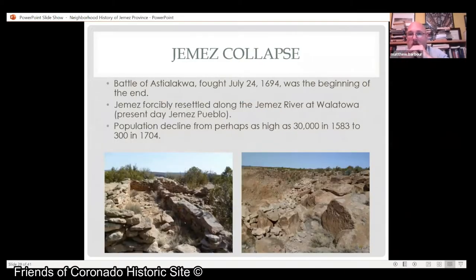Collapse during the Jemez phase came during the Reconquest. The most famous battle is, of course, the Battle of Ostialacqua, fought on July 24th, 1694. During this battle, and you can see pictures of Ostialacqua here below, the Jemez had retreated on top of Guadalupe Mesa, where they fought Governor de Vargas, along with a contingent of Zia auxiliaries, who attacked the Mesa top, managed to break Jemez resistance and force peace during the so-called Spanish bloodless reconquest.